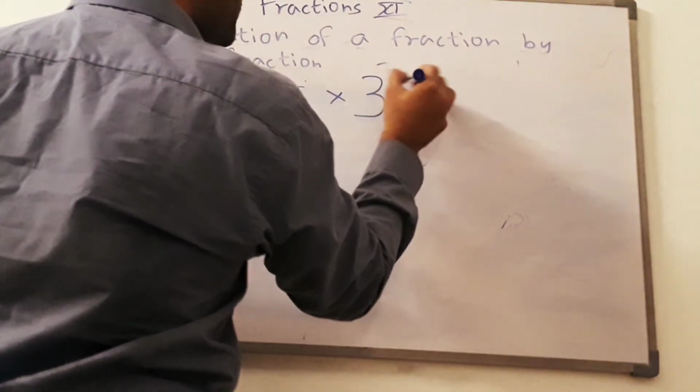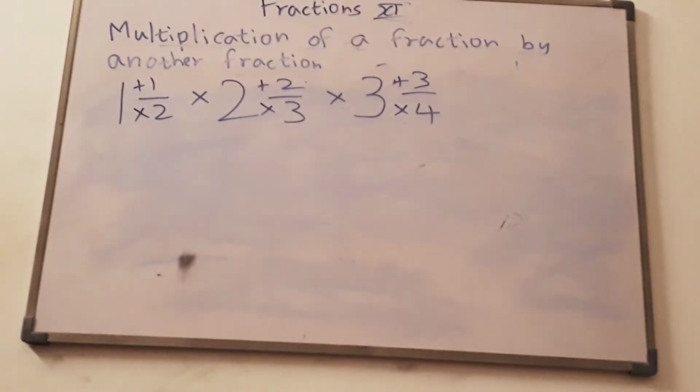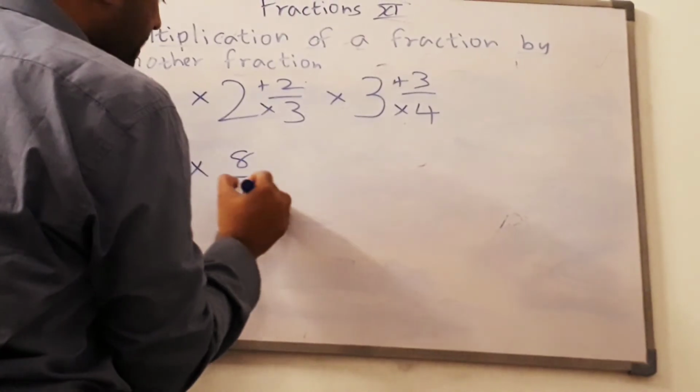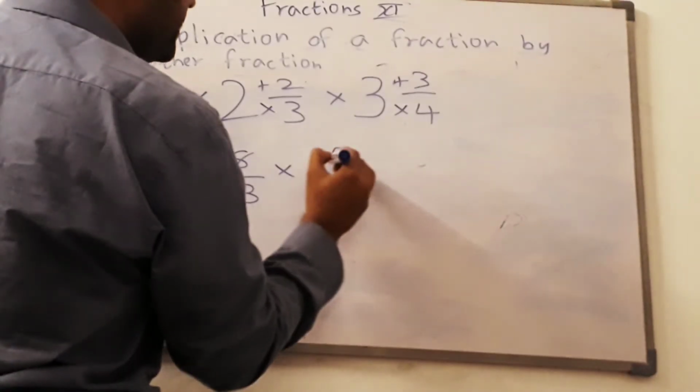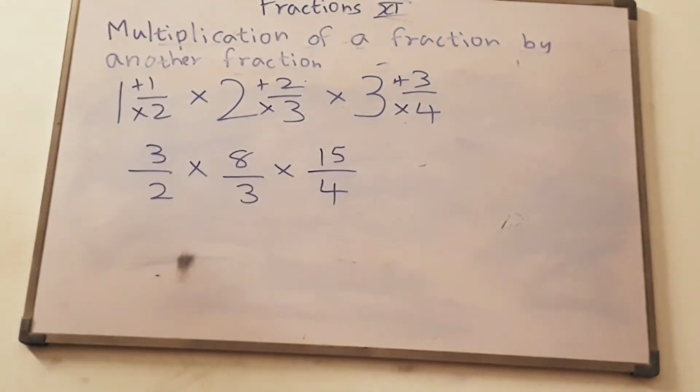First we have to convert each mixed number into an improper fraction. 2 times 1 is 2 and 1, 3 over 2. 2 times 3 is 6 and 2, 8 over 3. 4 times 3 is 12 and 3, 15 over 4. Now we can simplify.